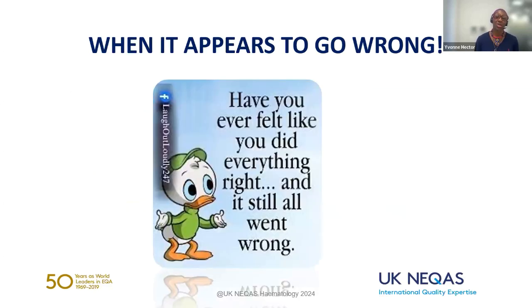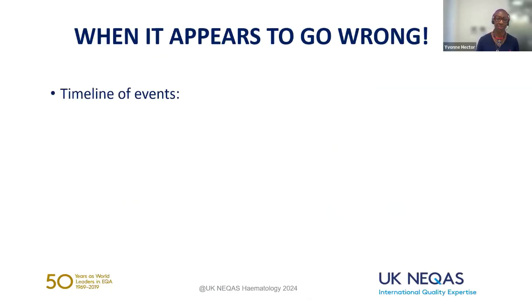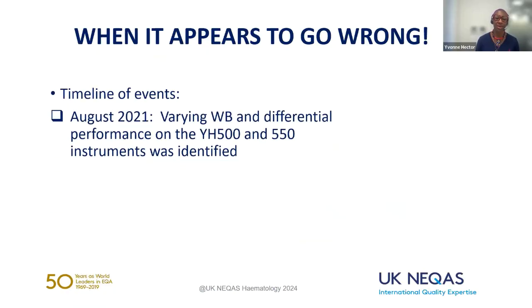So what do we do when it looks like things aren't working as we expect them to? Here is an example where the performance of an instrument led us to ask what may have gone wrong with the analysis of our UK NEQAS EQA samples, leading to us investigating this process. In August 2021, we found that we had varying white cell counts and differential performance on the Horiba Yumizen 500 and 550 instruments.